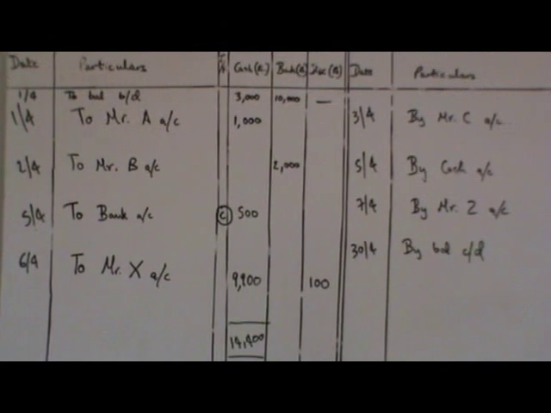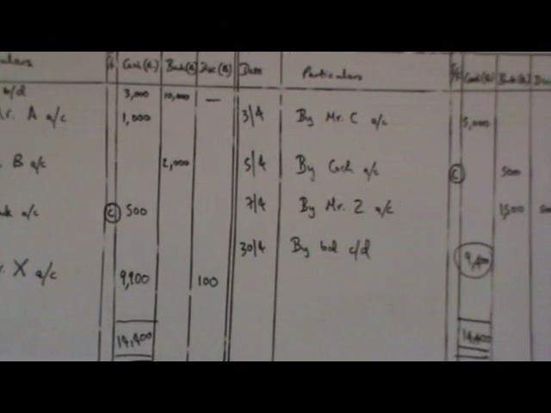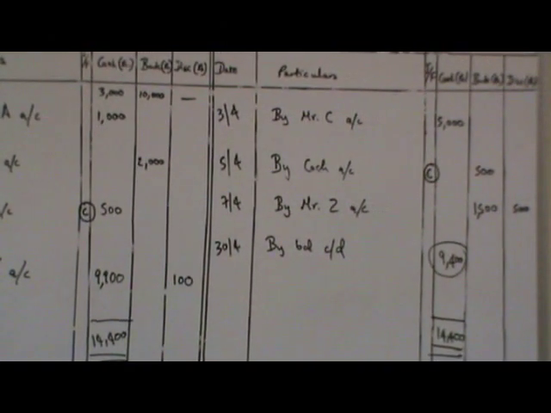Your homework for the next class is to tally the bank column and the discount column and bring it for us. Thank you.